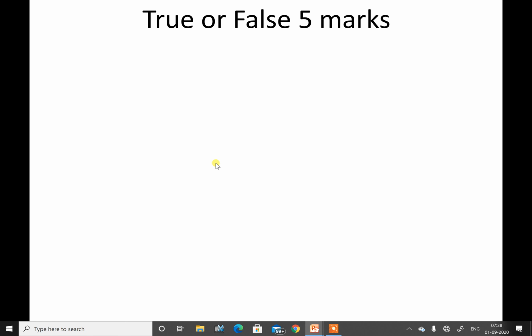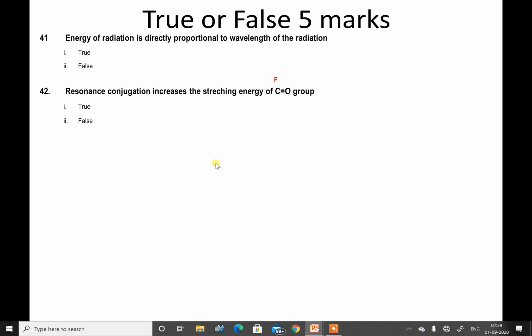True or false remarks. Energy of the radiation is directly proportional to the wavelength of the radiation. True or false? Definitely it is false. Resonance conjugation energy increases the stretching frequency of the carbonyl group. True or false? Definitely it is false. Rather it reduces.